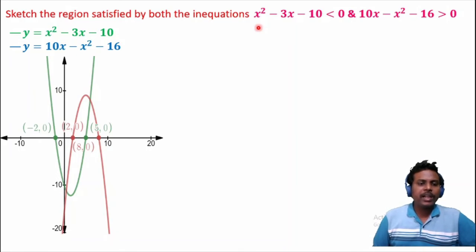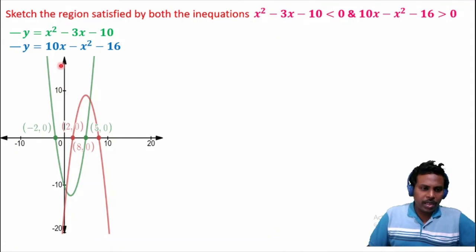This green colored one is the graph of x square minus 3x minus 10, and the blue colored one is the graph of the second one, y is equal to 10x minus x square minus 16. Now, after sketching it, I have to look for those regions which satisfy the inequality. So first you have to see for what x values this y value is less than 0.